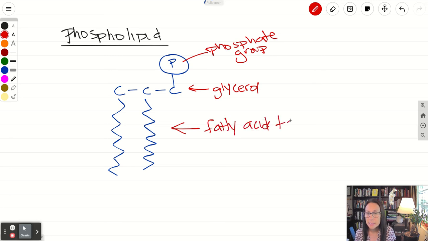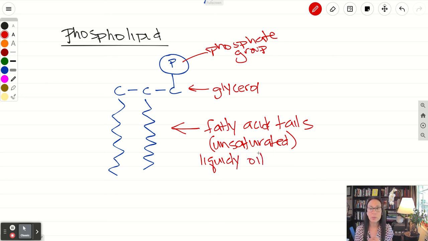And these fatty acid tails are unsaturated. So they kick up. Okay, they kick their legs up and they are liquid at room temperature. I'm just going to say liquidy oil. Okay, so these are liquidy oils.